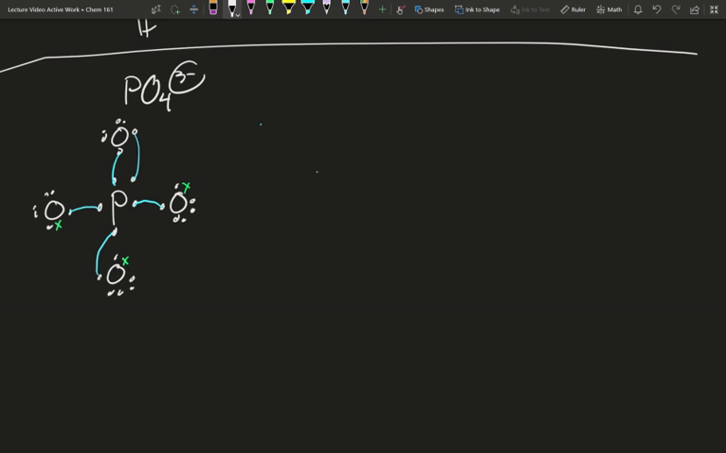Draw this a little bit nicer. I've got a phosphorus. It is double bonded to an oxygen up, single bonded to the other 3. 3 lone pairs on all the single bonded, and 2 lone pairs on the top.